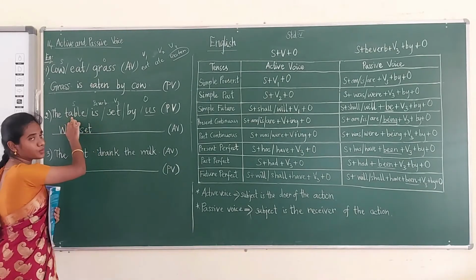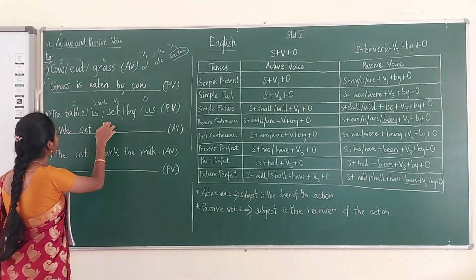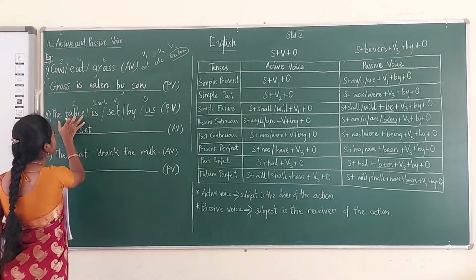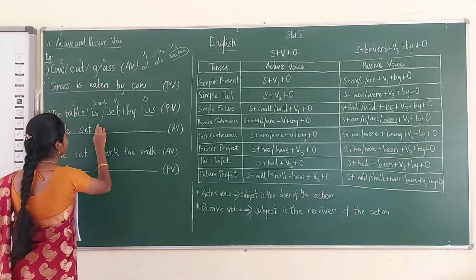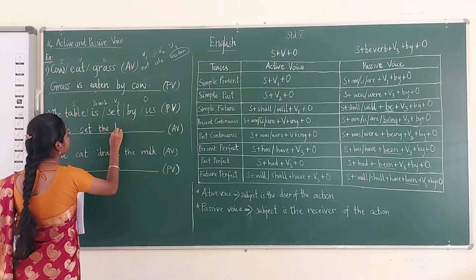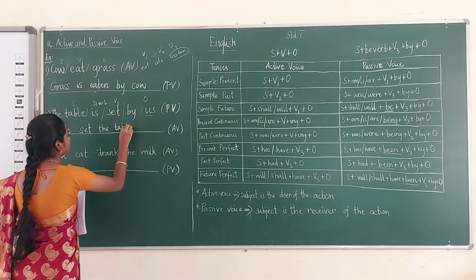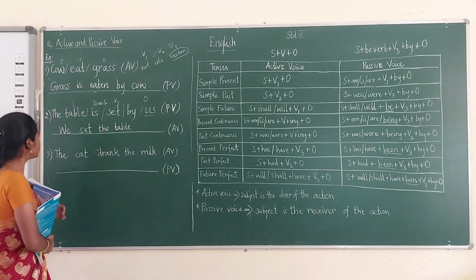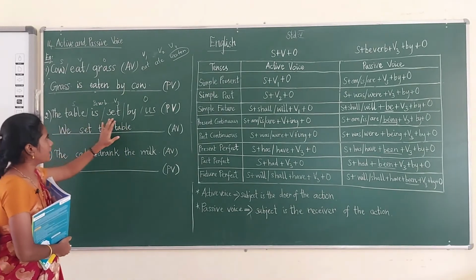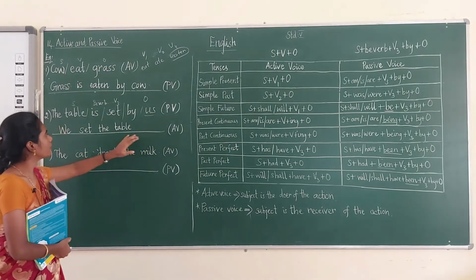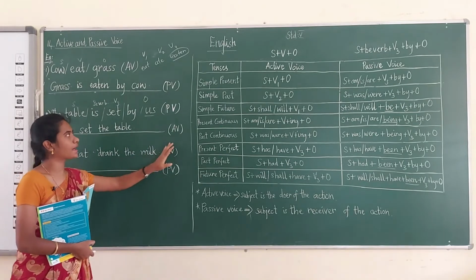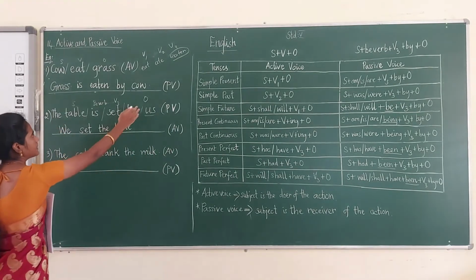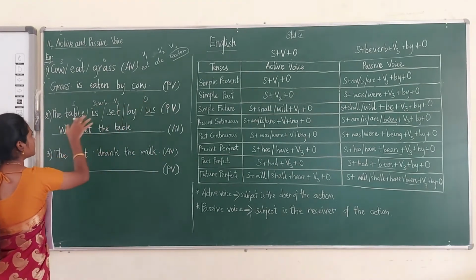Then the subject became the object. We said. What is the subject here? The table. There, the table became the object. The table. Students, are you clear with this? So the table is set by us. It's a passive voice. So we are changing it into an active voice. See here, we set the table is the active voice. So first, the object you have to write as the subject.